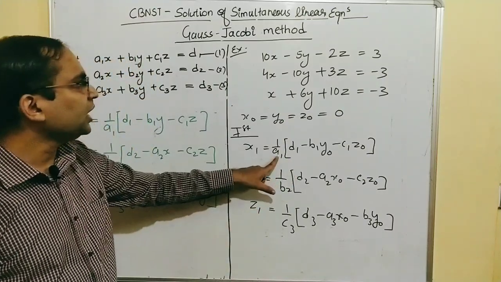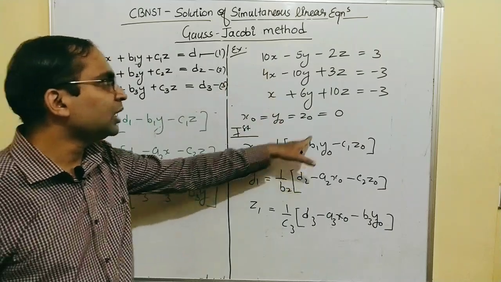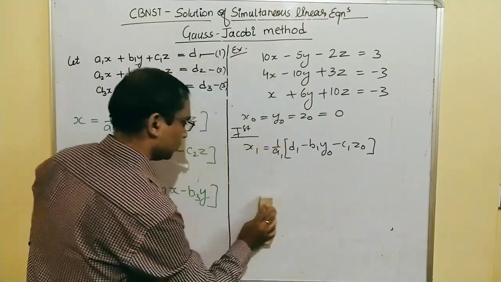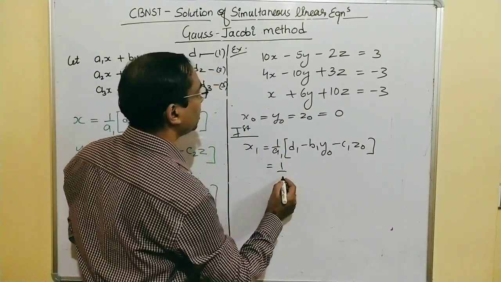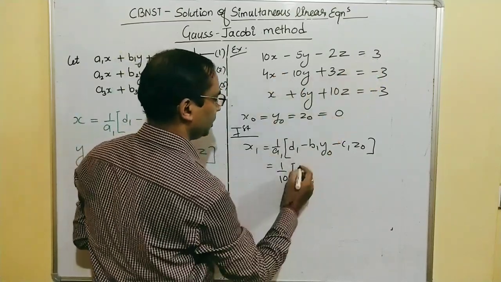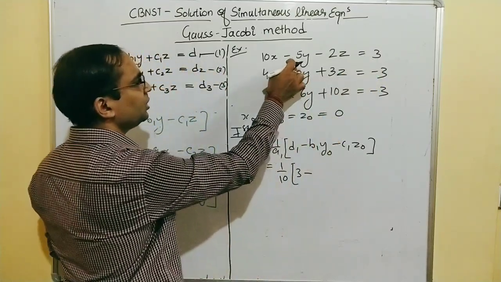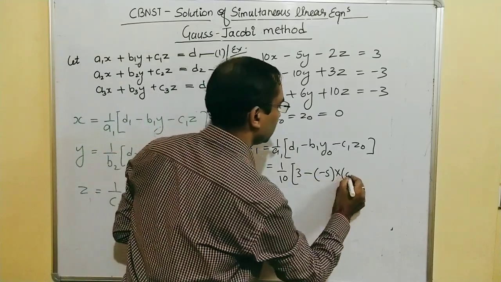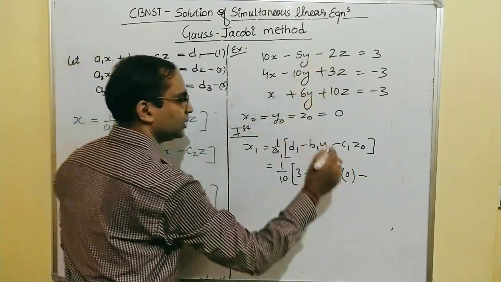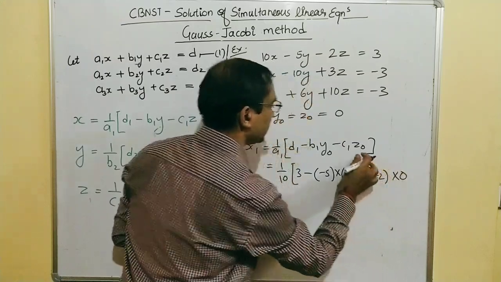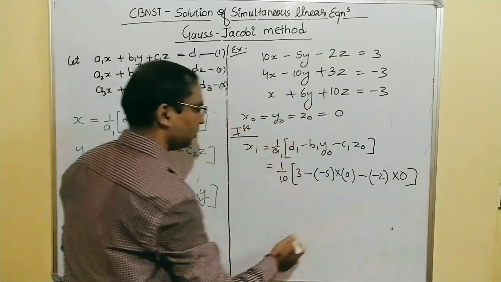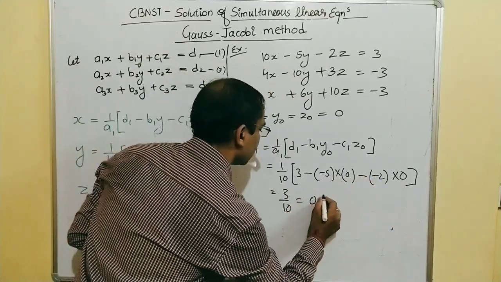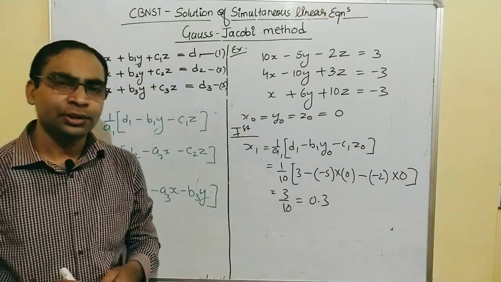Now we need to substitute values into this. What is the value of a1? a1 is 10. What is the value of d1? d1 is 3. So let me write this: 1 upon a1 is 1 upon 10, d1 is 3, minus b1. What is b1? This is minus 5, so minus of minus 5 cross y0. What is y0? y0 is 0. Minus c1, what is c1? This is minus 2, so minus of minus 2 cross z0. What is z0? That is 0. So these terms become 0, and this is 3 upon 10, which is 0.3. So x1 comes to be 0.3.